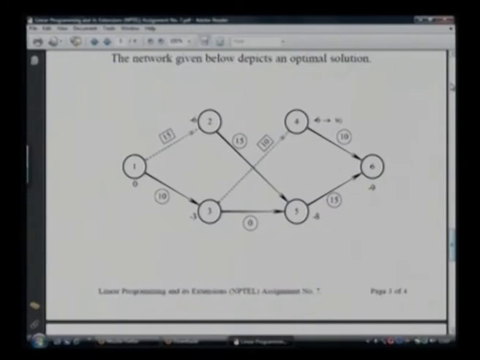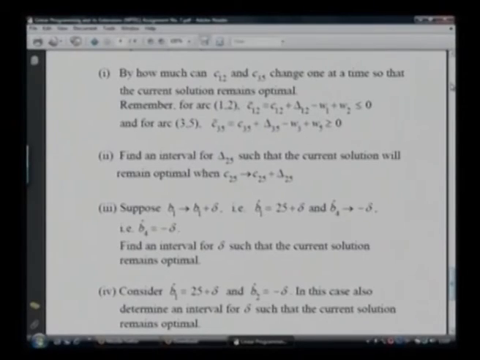Then part 3, I have changed B1 to B1 plus delta and B4 to minus delta, because B4 was a transshipment point earlier, so that the sum of Bi remains 0. So now here find an interval for delta such that the current solution remains optimal. So just what will be the feasible values of delta, so that your current solution remains optimal.